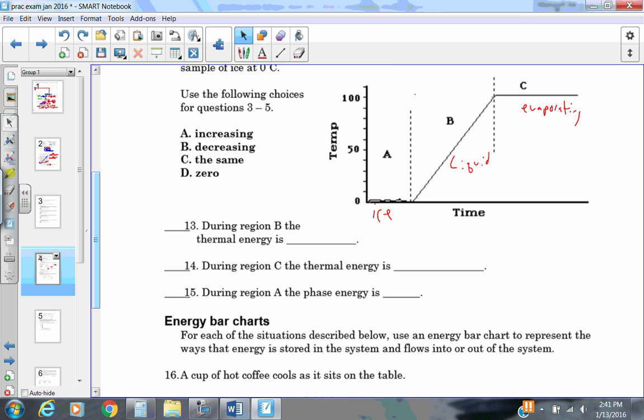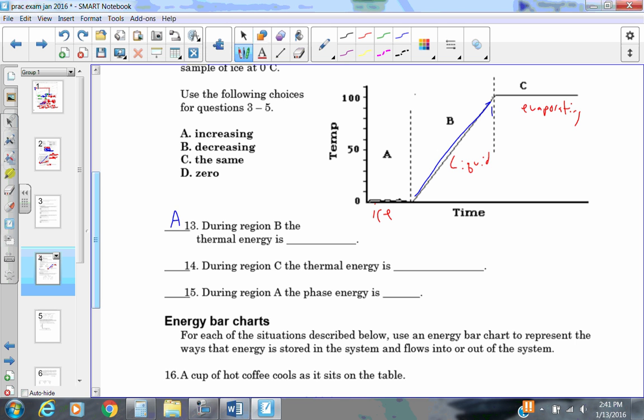Well, I can see that during B, the temperature is going up, so the thermal energy is A, increasing. During region C, though, it's not changing temperature. It's changing phase, but it's not changing temperature. So its thermal energy is simply remaining the same. During region A, the phase energy, it's in the process of melting. So it's going from a neat, organized phase into one that's spread out more. That is an increase in phase energy.